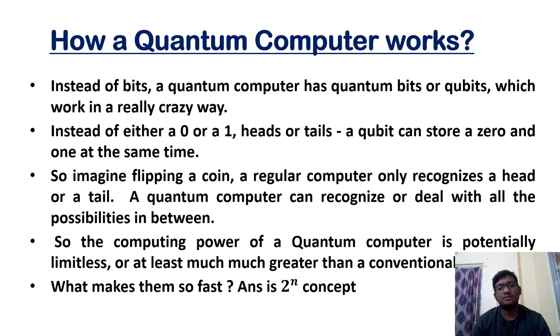So what is this 2 to the power n concept? It means n qubits can store 2 to the power n states. If we have one qubit, it can store two states. If we have two qubits, it can store four states, and so on. So with a very small number of qubits, we can store a huge amount of data. But in classical computers, we can't do the same thing.